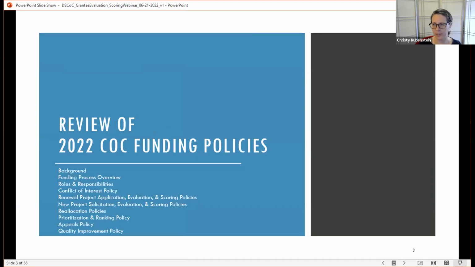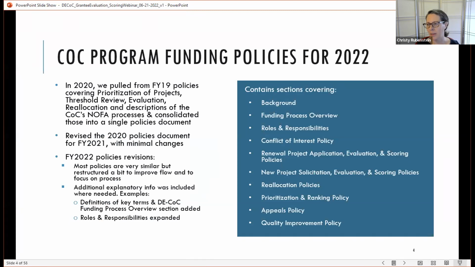All right, so funding policies cover a lot of different areas, so we're going to go through this step by step. Just as background, the genesis of this set of funding policies is that the CoC used to have different documents and policies for all these different things. Working with the CoC a couple of years ago, we said, why don't we pull all this together into a single document so folks can go to one place and have everything explained in terms of how this process is supposed to work. So I started to build that out, pulled those things together, and continued to refine that over the course of 2020 and then 2021.